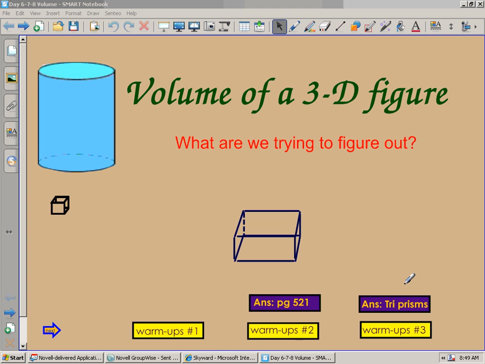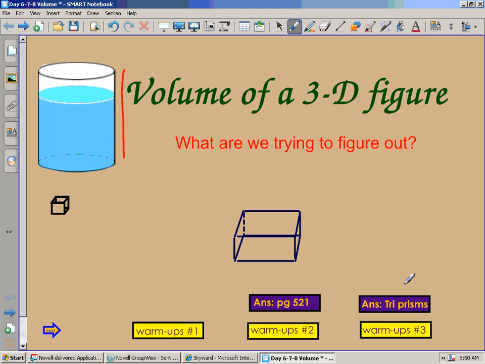Today's lesson is actually going to be the beginning of a 3-day lesson. We're going to start looking at the formulas for the volume of three-dimensional figures. Well, what are we trying to figure out? What we're trying to figure out is how much it takes to fill up our container, whatever that container may be.